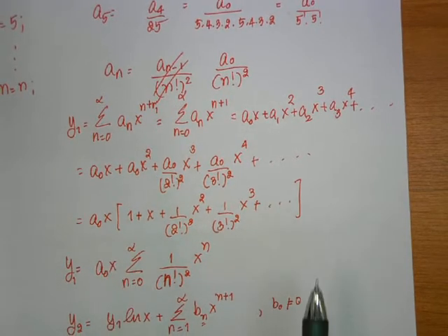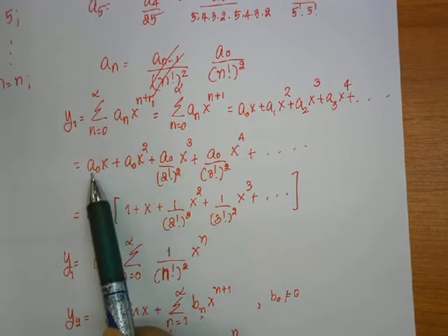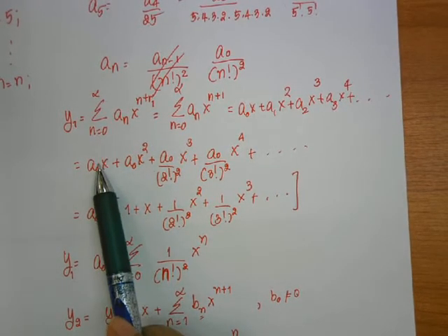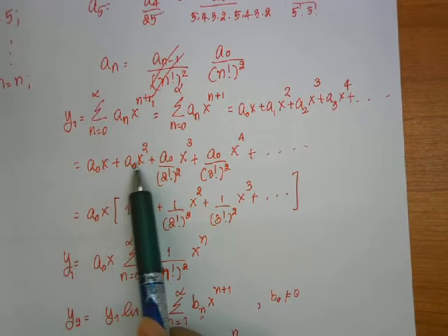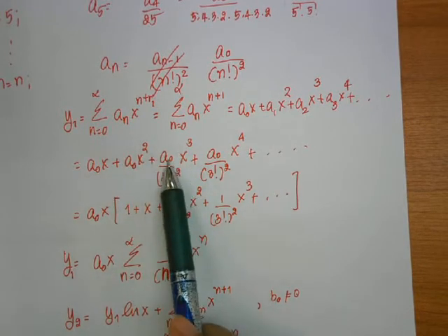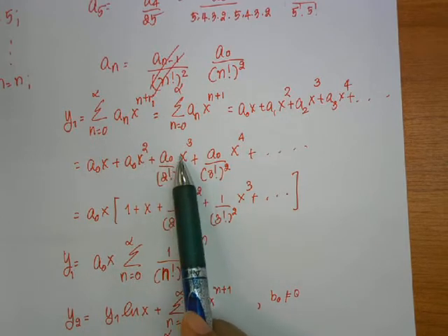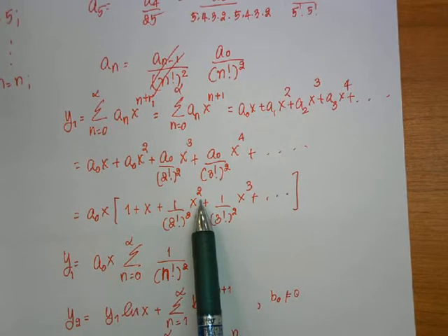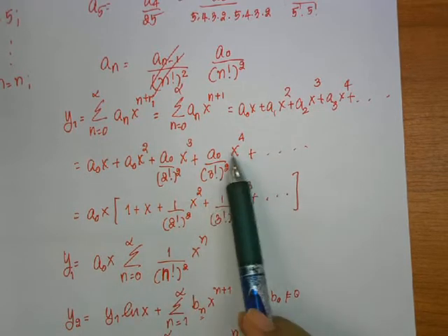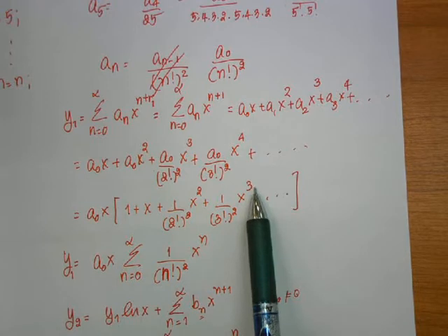So you would get 1 plus x. Take a0 out, this term you have 1. Plus, a0 x out, you got x. a0 x out, you got x to the power 2. a0 x out, you got x to the power 3.